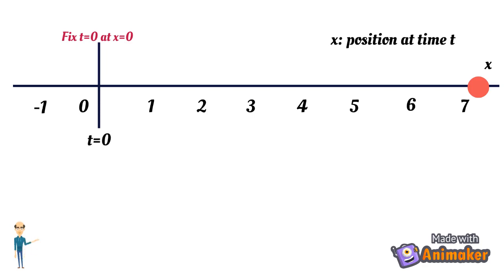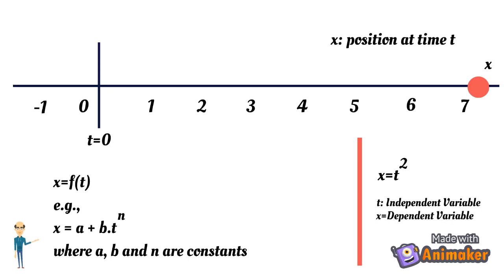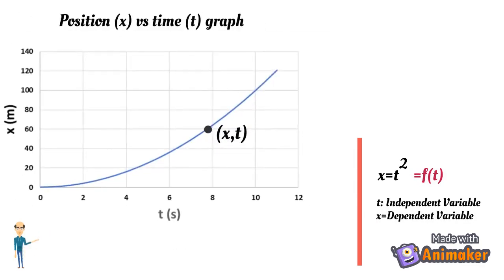Now this functional relation between x and t could be of any form. But for the sake of simplicity, let's say it is x equal to t square. Here t is the independent variable and x is the dependent variable, and x is a function of t. Let's plot x against t. So graphically, at any time t, we can find the corresponding x from this curve.